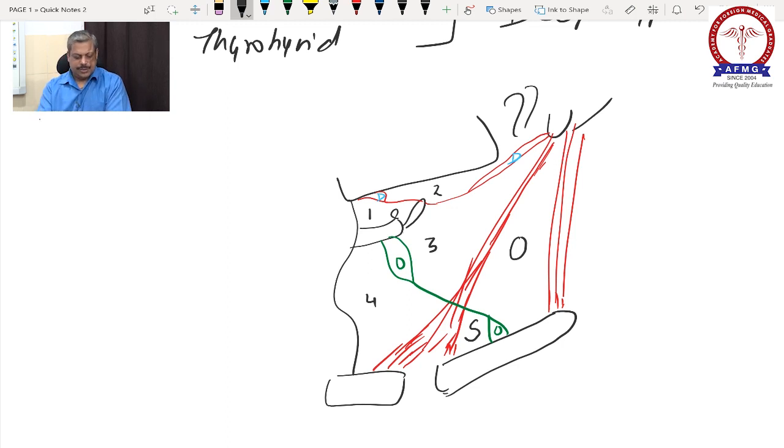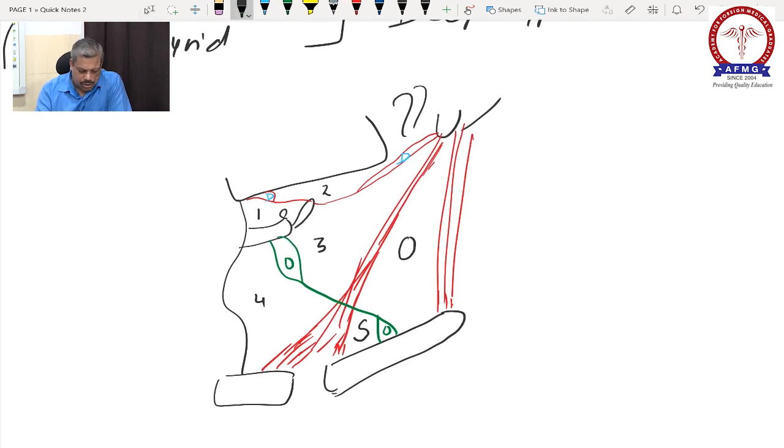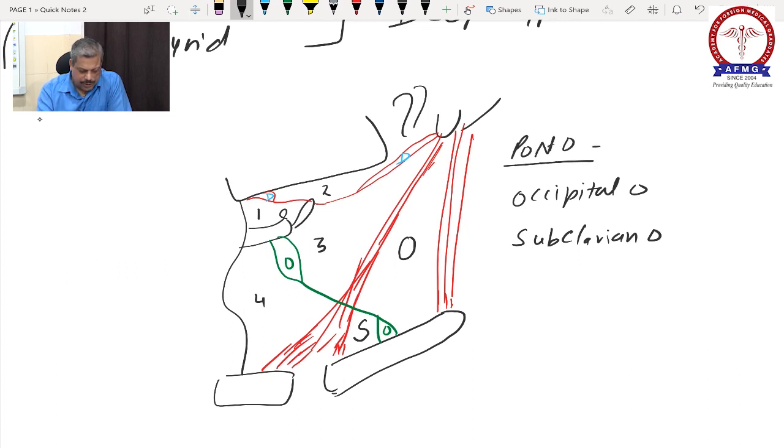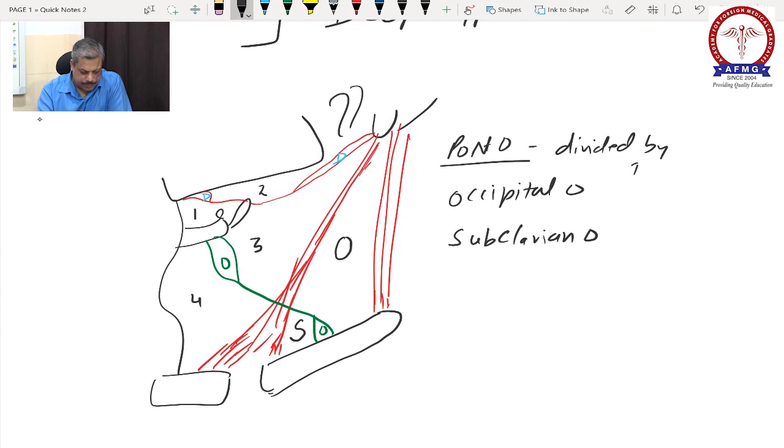We will write these names. So occipital triangle, O for occipital, and S for subclavian triangle. These are the 2 parts of the posterior triangle of the neck. Divided by which muscle? It is divided by the inferior belly of omohyoid.